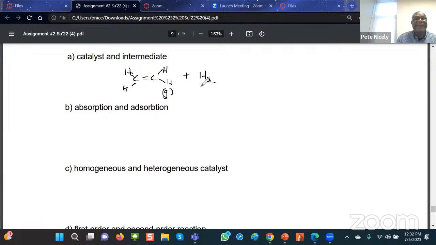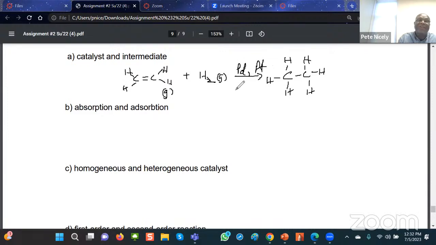This is a gas, by the way. Ethene is a gas, hydrogen is a gas. And the product of this reaction is a molecule known as ethane. And this reaction pretty much will not go unless there is a metal catalyst. The usual suspects are palladium, platinum, or nickel. All right. So clearly this is a heterogeneous catalytic reaction because the ethene and the hydrogen are gases, but these are metals, right? Obviously solids, and therefore these are heterogeneous catalysts in this reaction.